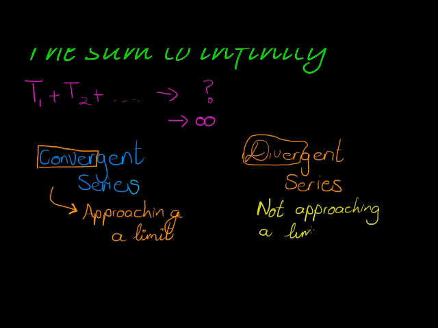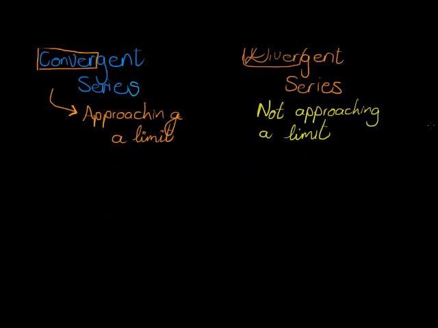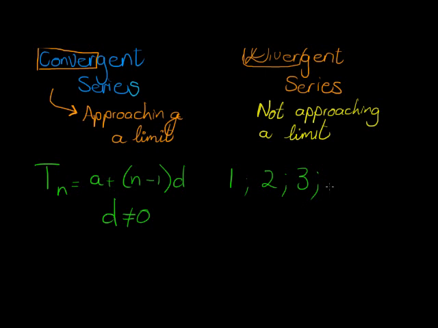Now let's just go back to the sequences we've looked at so far. If we look at the arithmetic sequence, so the general term Tn is equal to a plus (n minus 1)d, if d is not equal to 0, whether I start with 1 and my next term is 2, and my next term is 3, and this goes on, you can see that as n gets bigger and bigger, Tn will also just get bigger and bigger. Every term grows larger and larger.